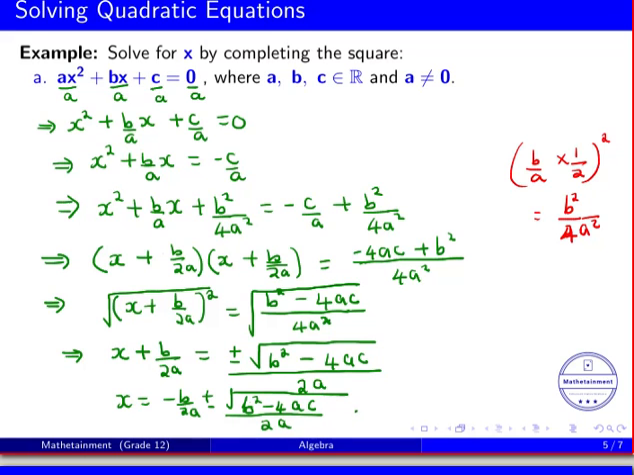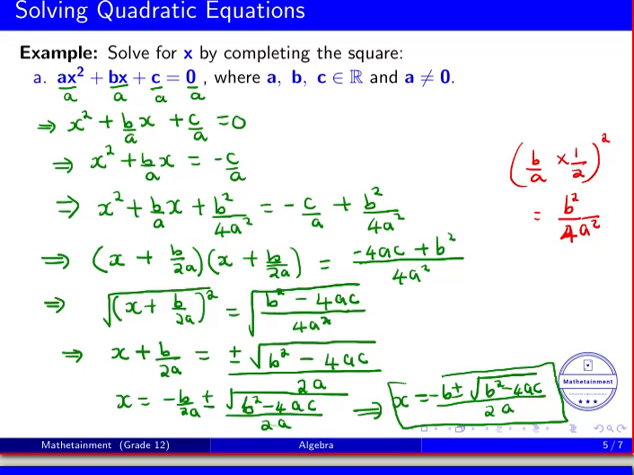all over 2a. And now, I can write this as a collective. I can write x being equal to negative b plus or minus square root of b squared minus 4ac all over 2a by treating 2a as the lowest common denominator there. I can find the LCD to be 2a. Then when I'm adding the 2, I'm getting this equation here. This equation is famously known as the quadratic formula.